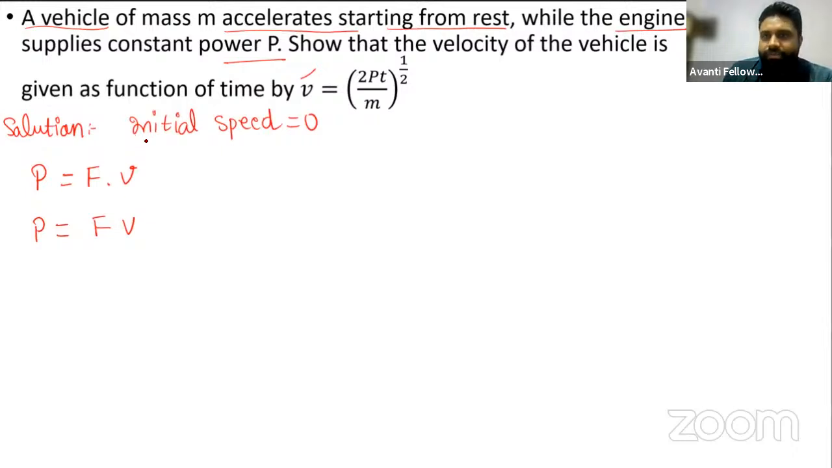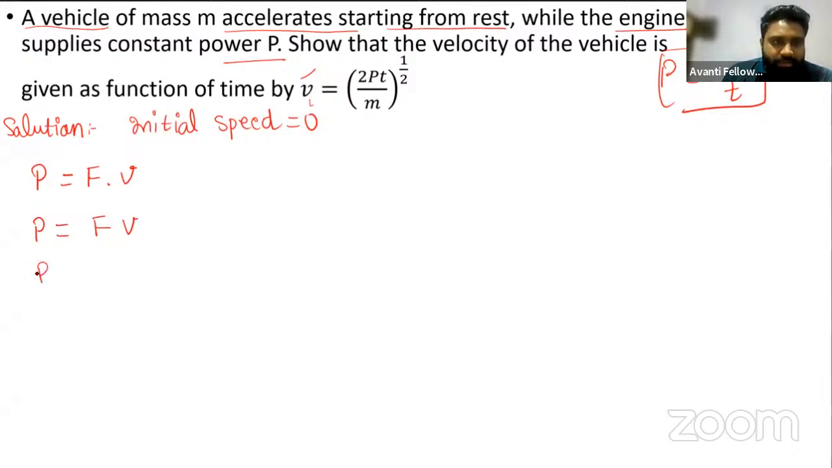So here is the very first question that we are doing. We know the formula for power. Power is nothing but force multiplied by velocity, although another formula for power is work done per unit time, and this F dot V is derived from this one. So here we have a power P which is constant and the velocity. Now we have to establish the relation between velocity and power as given in the question. So we use this formula and try to establish a relation between power and velocity.